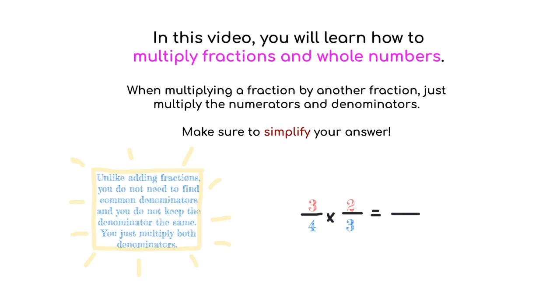We have 3/4 times 2/3. First, we will multiply the numerators. So 3 times 2 gives us 6. And then we will multiply the denominators. 4 times 3 gives us 12, 6/12. And then we would simplify that by dividing them both by a number they have in common, which is 6. And we will get 1/2. 6 divided by 6 is 1, and 12 divided by 6 is 2.